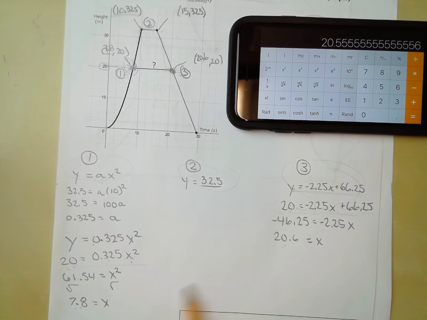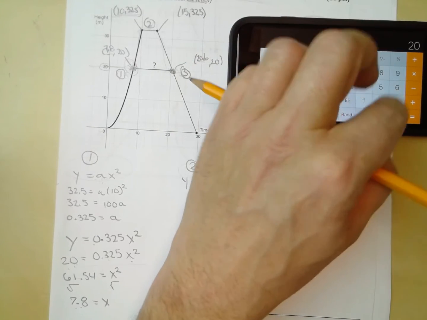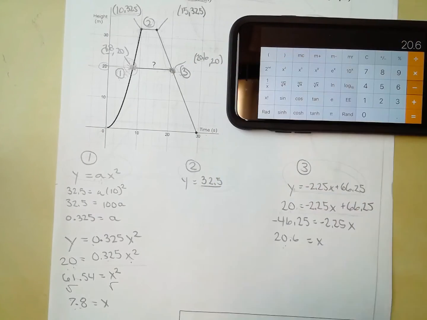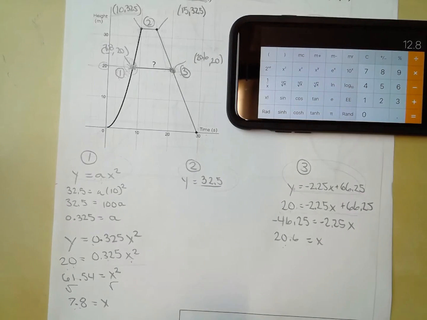And now what do we do? We subtract those two numbers, 20.6 minus 7.8, and we get 12.8.